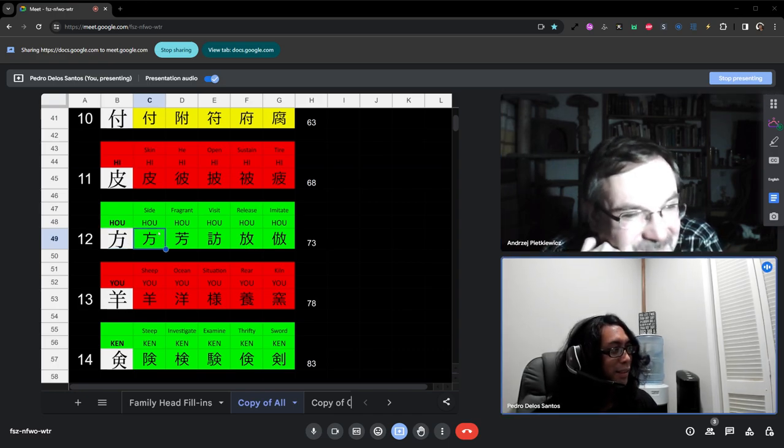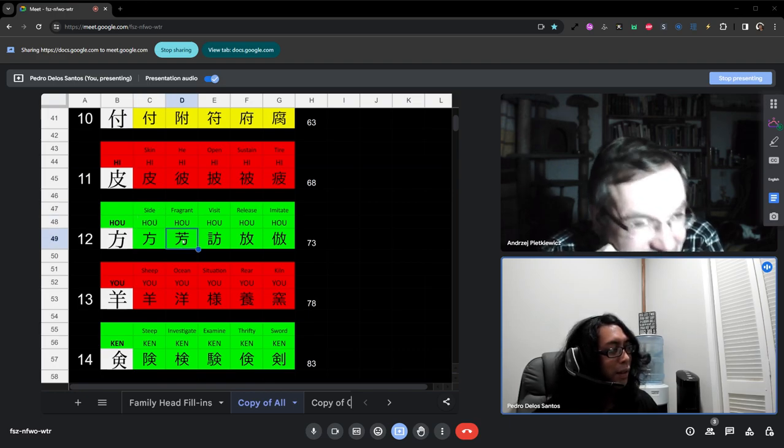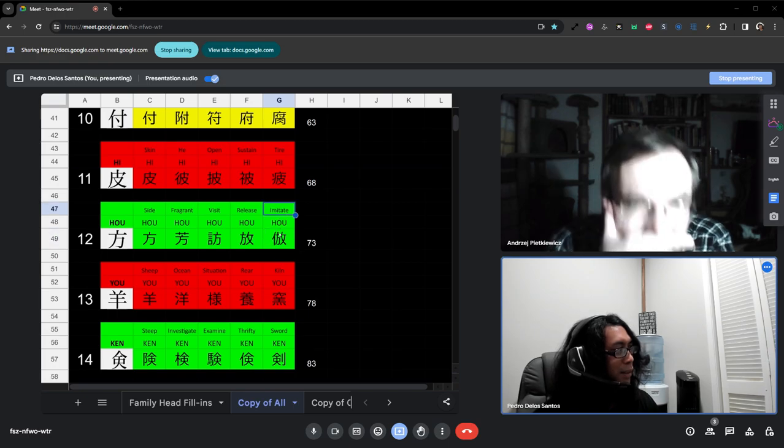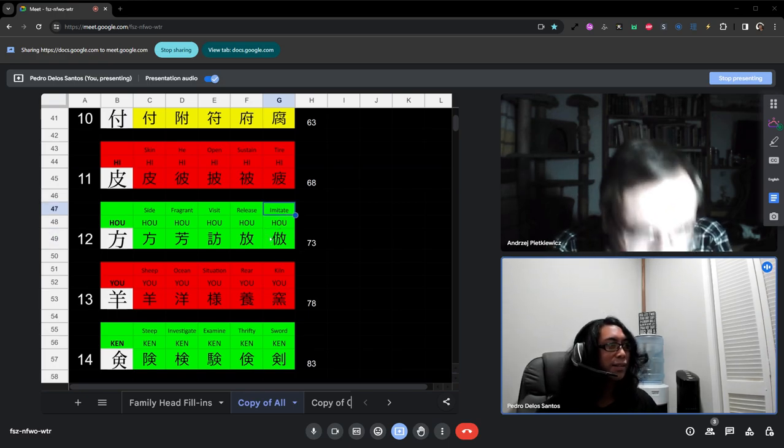Yes, definitely. So with whole, we have it by itself, and this means side. When you have it with the plant, this is the plant here, fragrant, speaking, visit, hand with a stick, release, hand with a stick, and person on the left, this is imitate. So that's what that is.